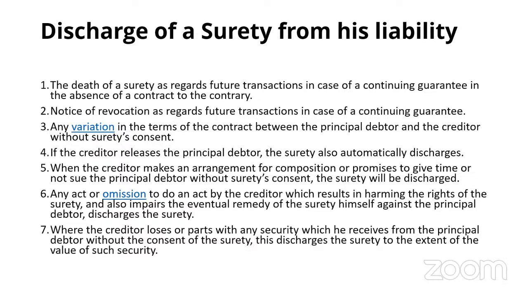Then another scenario is if for some reason the creditor releases the principal debtor. For some reason the creditor says, okay, you no longer have to pay. Then the surety automatically gets discharged. Why? I told you the principal liability rests with the principal debtor. If the principal debtor is not being held responsible, then nobody else could be held responsible. Right? That is one scenario.